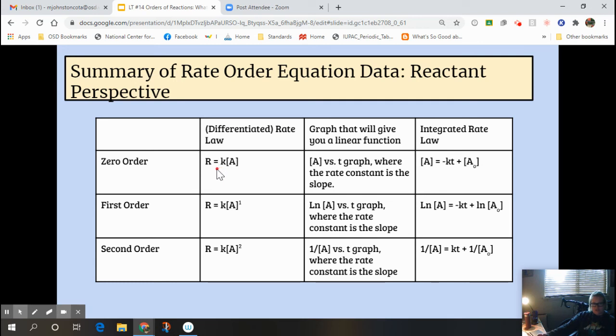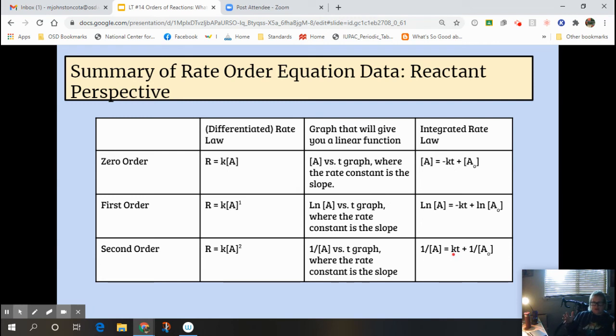So zero order, once again, I don't have to do anything to it because both the differentiated rate law and the integrated rate law are linear. First order rate law, if I graph the natural log of the concentration of the reactant versus time, I'll get a straight line that has this form. Second order looks like this. If I graph the inverse of the concentration versus time, I will get this function here, and the K, again, is going to be positive for my rate constant.